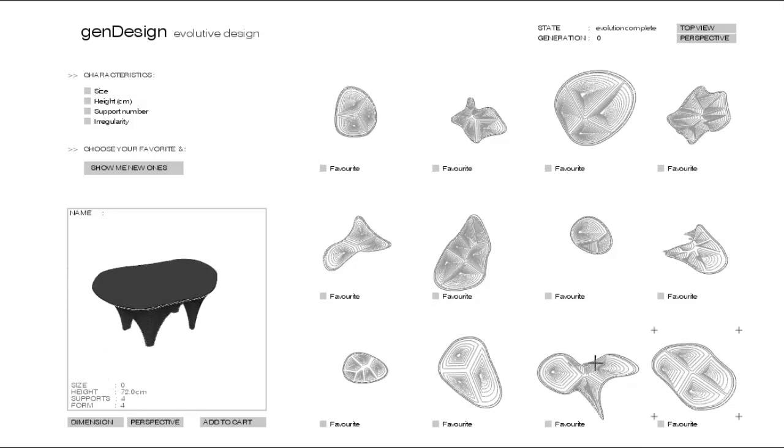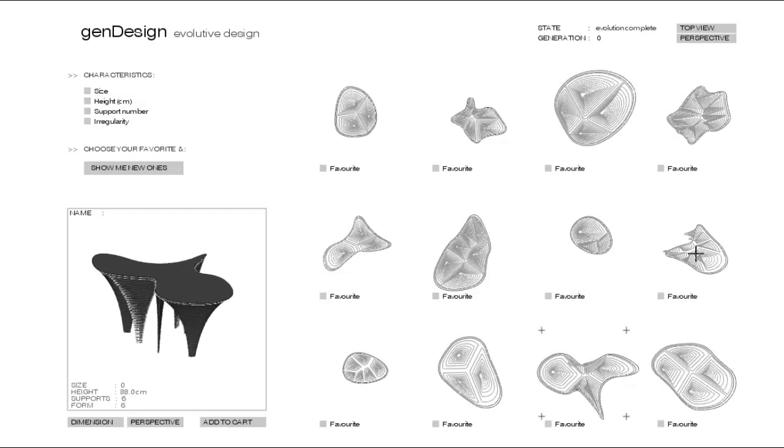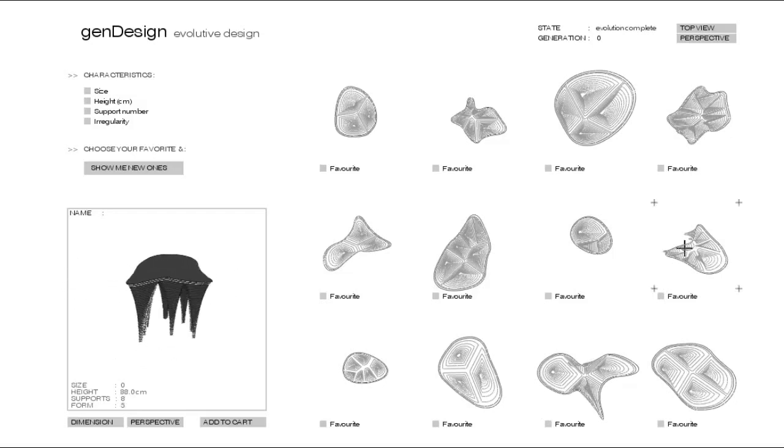So all of them have different features. So how is the user going to interact with that application? Using those sliders that define some characteristics, some features of the design: the size, the height, the number of supports, the number of legs, and the irregularity.